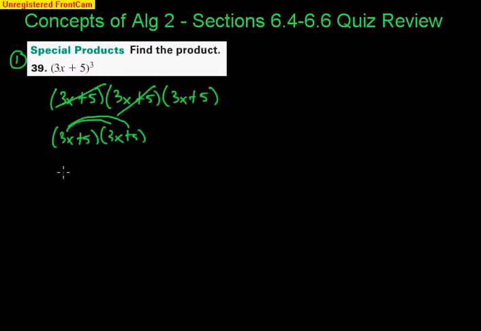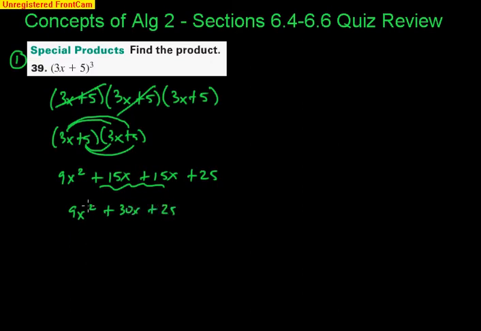3x times 3x is 9x squared. 3x times positive 5 is positive 15x. And now we'll do the 5 to the 3x and to the positive 5. 5 times 3x is positive 15x. 5 times 5 is positive 25. Combine these middle terms, 9x squared plus 30x plus 25. And that's what those first 2 multiply out to be.